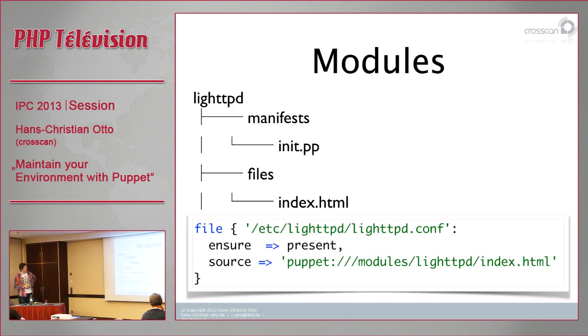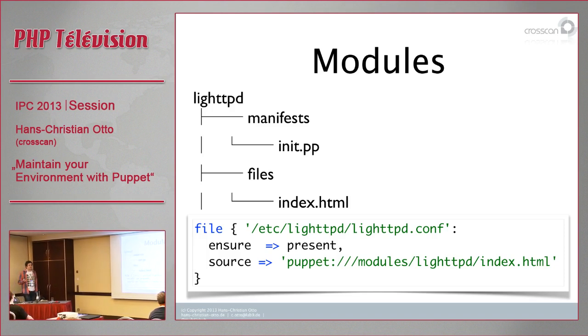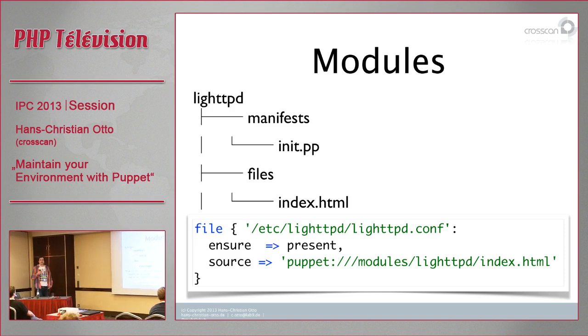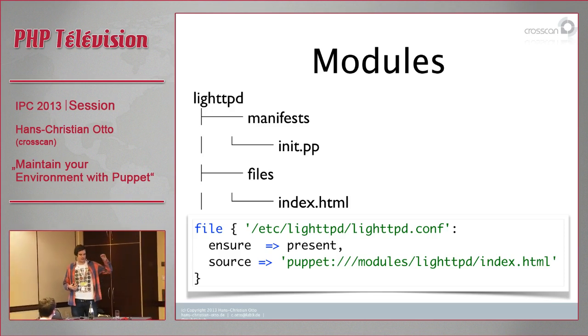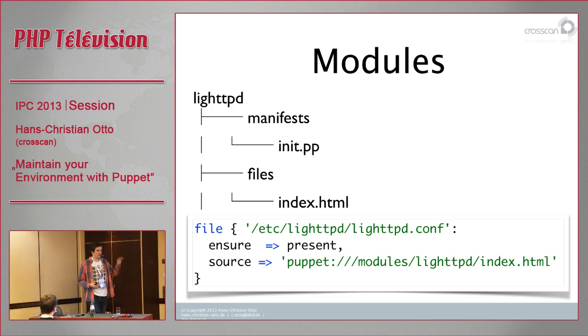If we now want to use one of these files, like this one, we can just write a file resource, ensure present, source puppet:///modules/lighttpd/index.html. Puppet will automatically check the so-called module path. We already configured it in Vagrant. And check if there's a module called lighttpd. And if there is one, it checks, is there a file within the files directory called index.html. And this works on master-agent and on single node setup. So if you do this within Vagrant, it will just check the module directory of the local virtual machine.